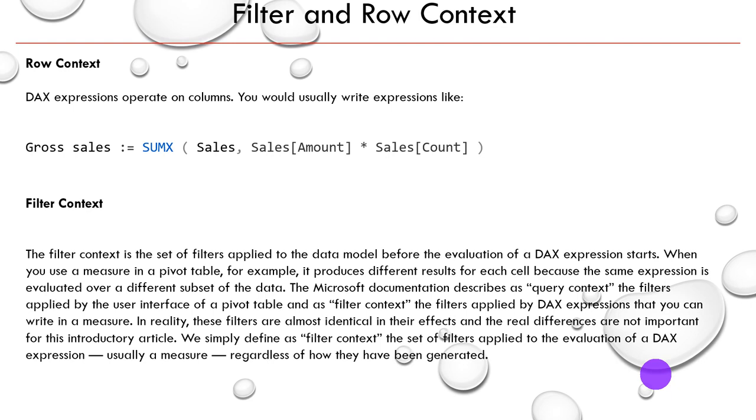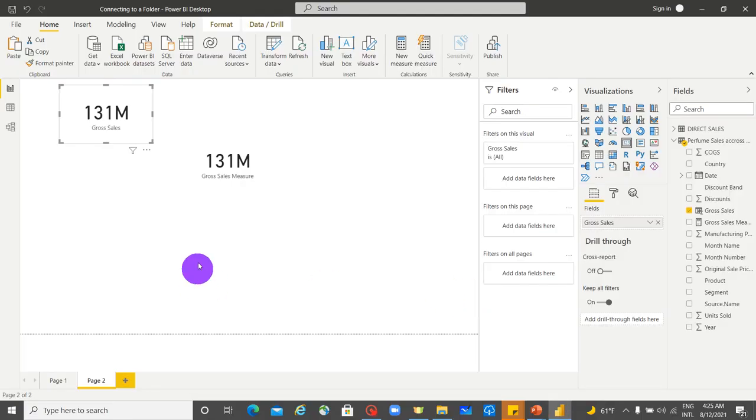In the preceding lesson, we talked about row context. Now we are going to talk about filter context and how it's applied in our data model. So let's do a slight reading here. The filter context is a set of filters applied to the data model before the evaluation of a DAX expression starts. So let's leave enough of the theory and go to Power BI Desktop, where I will explain this better.